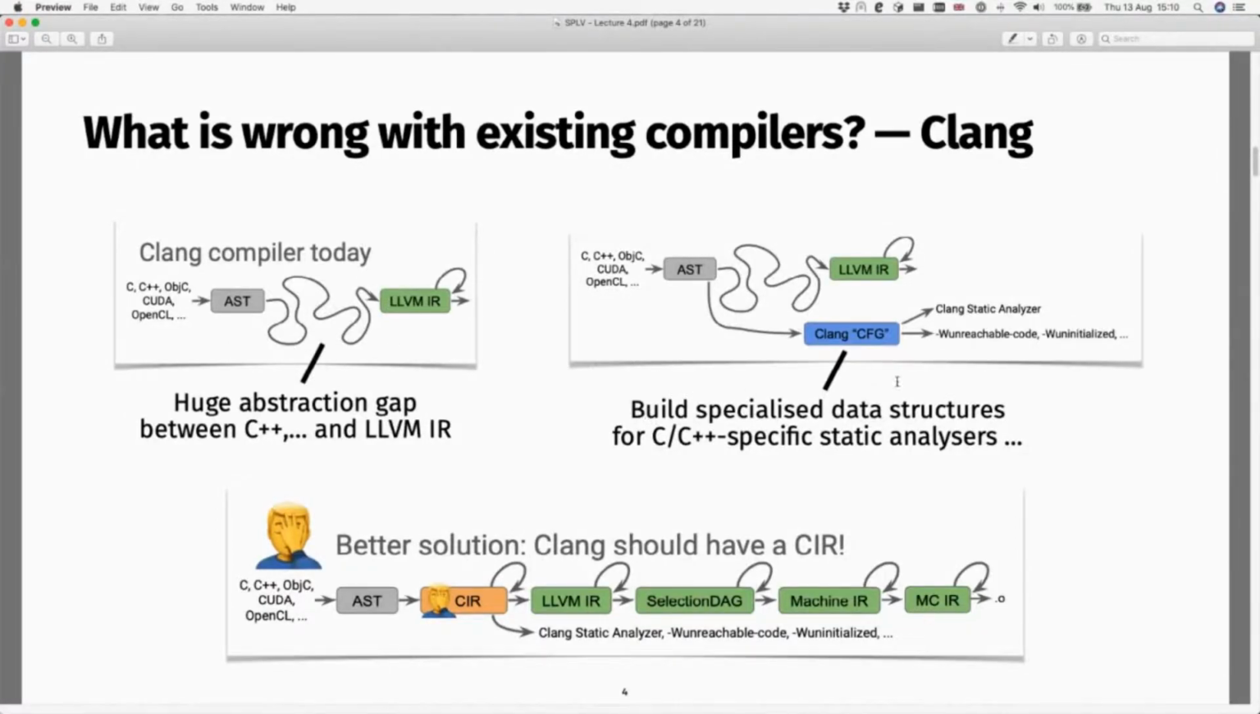And that means what people are actually doing now is they have built a Clang-specific control flow graph to somehow try to understand and capture a little bit more of the semantics of the programming language itself, to be able to do Clang-specific or C, C++-specific analyzers, which, for example, will tell you something about semantic properties that you get from the C language, right? So something like unreachable code or uninitialized variables.